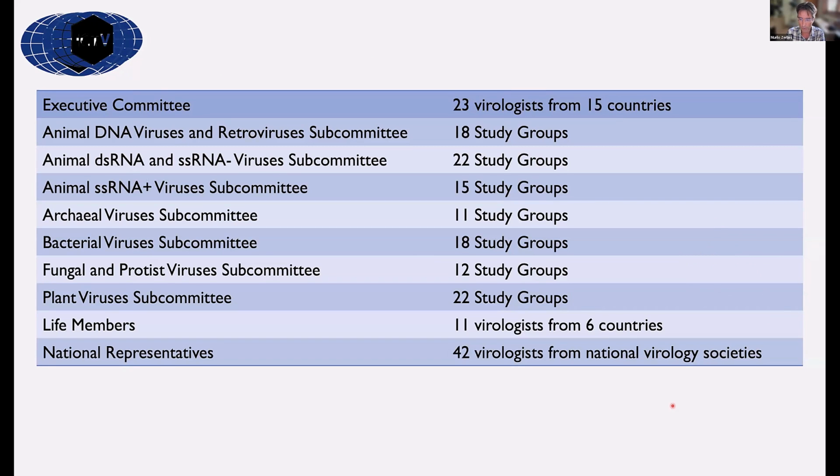And then we have a number of life members. Most of them are past presidents of the ICTV. And we have a number of national representatives from national virology societies, currently 42. I just checked this number last night. So overall, there's about 180 ICTV members, including study group chairs and all the life members and national representatives.